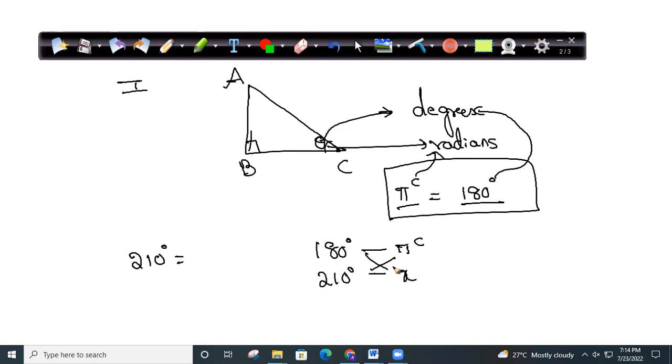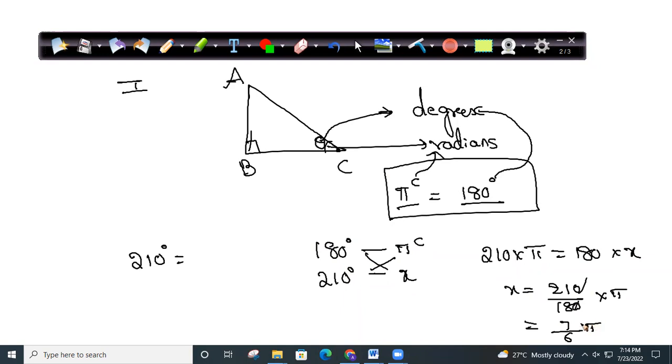I just need to do a simple cross multiplication. 210 into pi is equal to 180 into x. Therefore, x is equal to 210 by 180 into pi. The zeros cancel. 30 goes 7 times into 210 and 6 times into 180. So 7 by 6 pi, as simple as that, or 7 pi by 6.